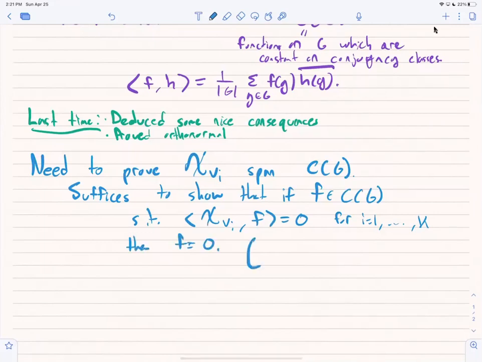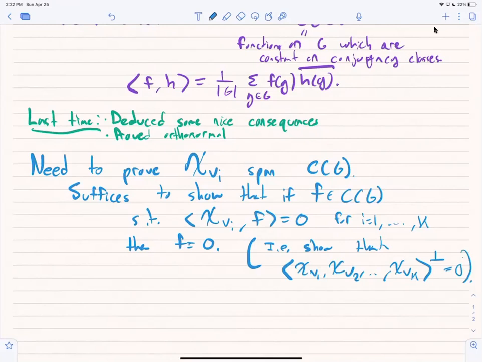What that means is you're showing that the orthogonal complement of the subspace generated by these is equal to 0. Here, these brackets mean span, not inner product. So the orthogonal complement of the subspace generated by these is equal to 0. That's equivalent to showing these vectors span C_G.